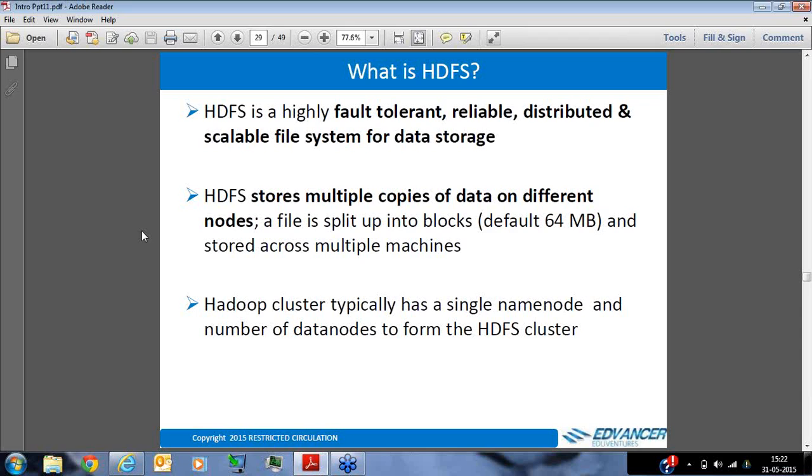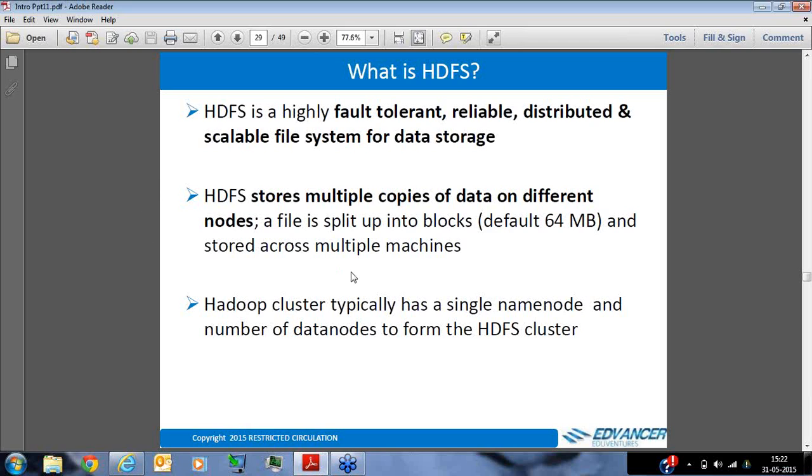Not 10, Puneet. Calculate again. 6.4 GB and the default size is 64 MB. Yes, Vandan, that's 100. Manas, that's not 1000. Yeah, 6.4 GB is 6400 MB approximately, and 64 MB. So 100 blocks is what it will get split up into.